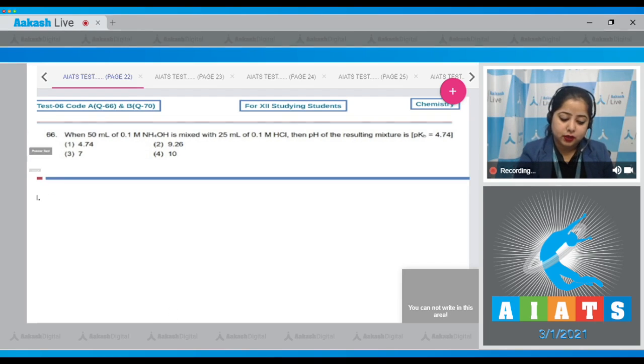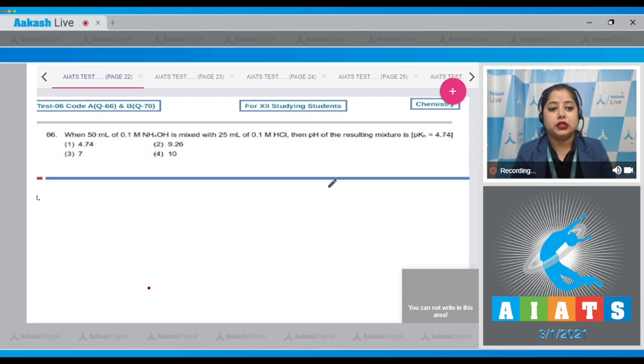66. Let's read the question. When 50 ml of 0.1 molar ammonium hydroxide is mixed with 25 ml of 0.1 molar HCl, then the pH of the resulting mixture is, we are given the value of pKb, which is 4.74.